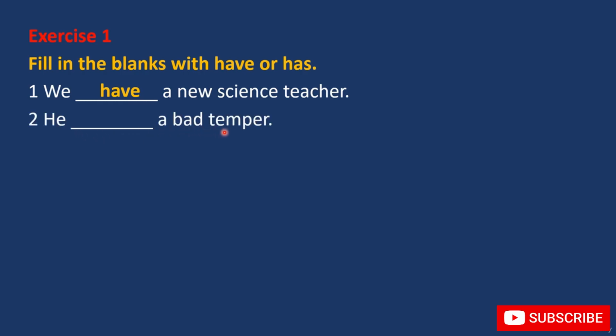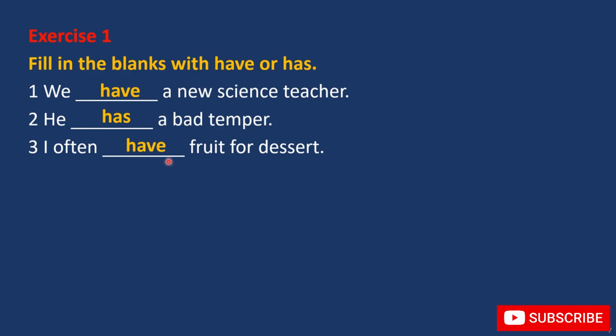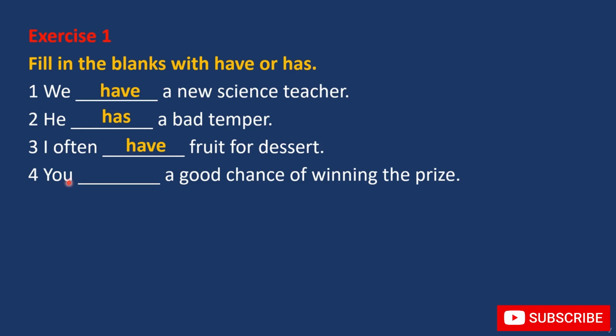He, a bad temper. He has a bad temper. Perfect. I often fruit for dessert. I often have or I often has. Excellent. I often have fruit for dessert. You a good chance of winning the prize. You has or you have. Perfect. You have a good chance of winning the prize. Great.